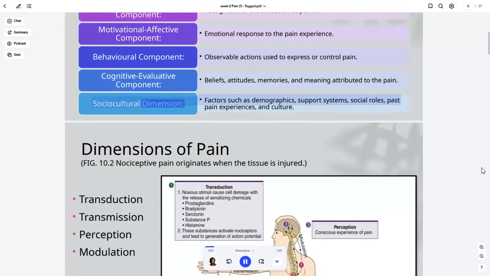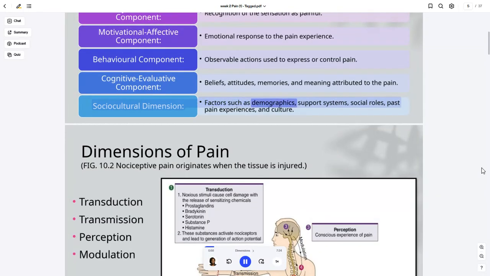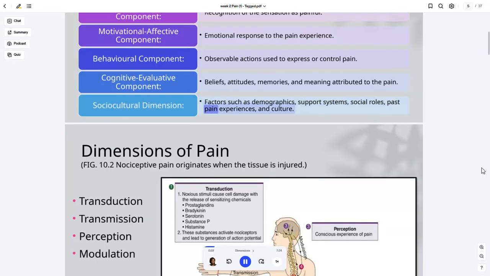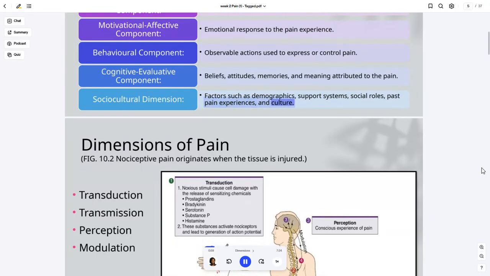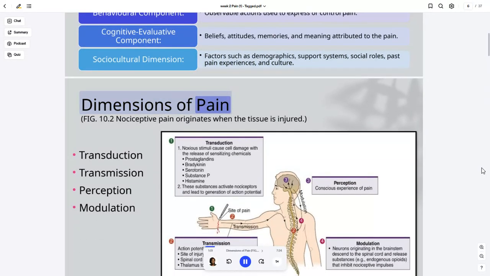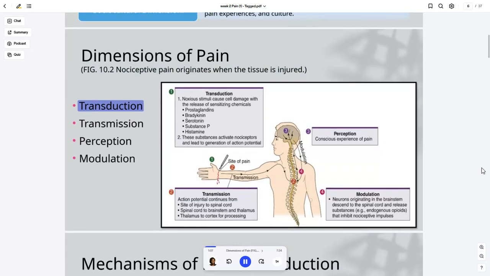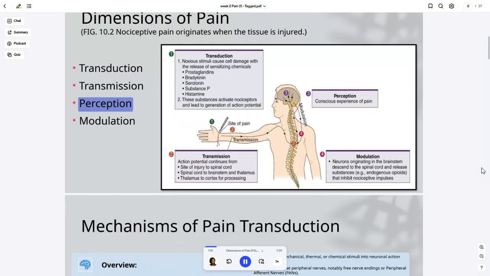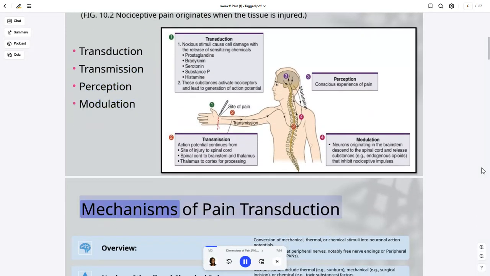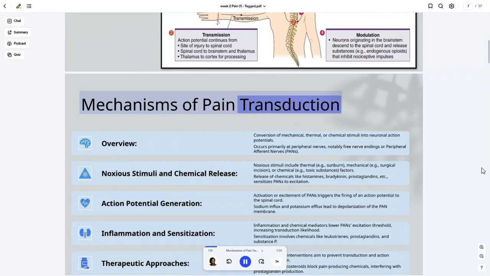Sociocultural dimension: factors such as demographics, support systems, social roles, past pain experiences, and culture. Dimensions of pain. Fig. 10.2: Nociceptive pain originates when the tissue is injured. Transduction, transmission, perception, modulation. Mechanisms of pain transduction.